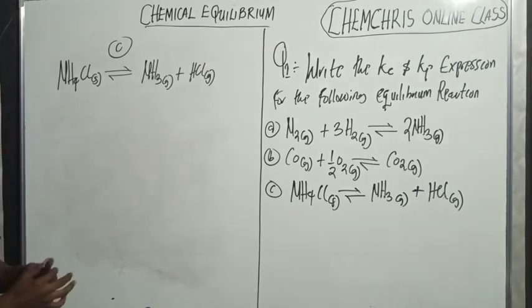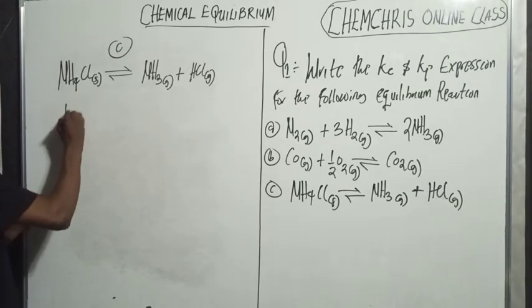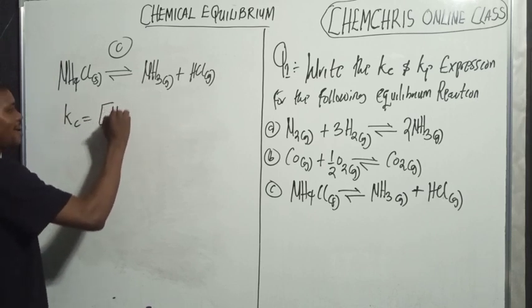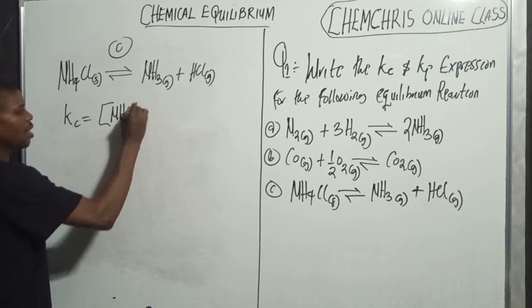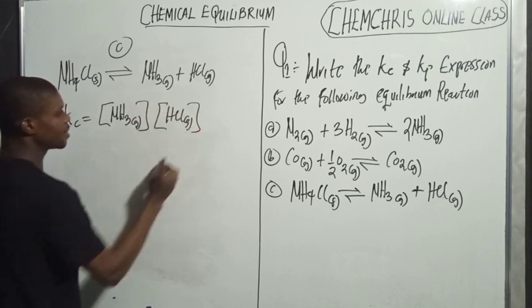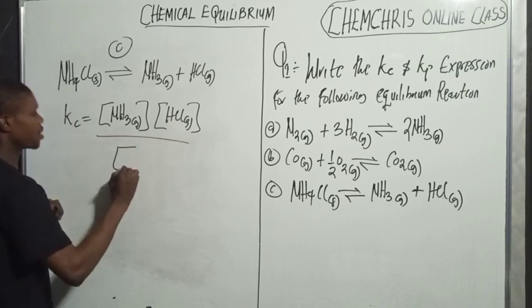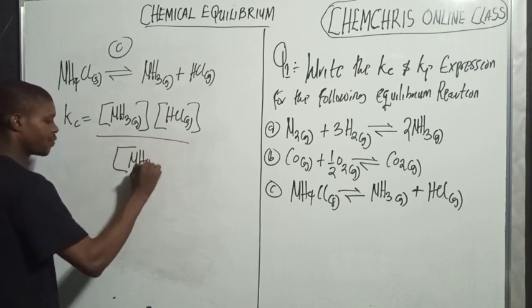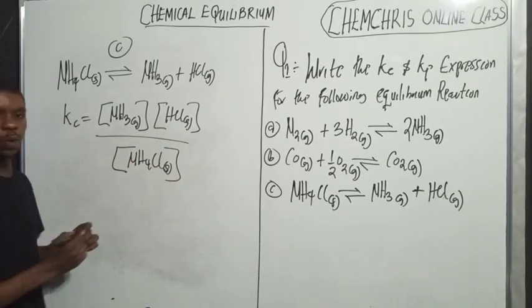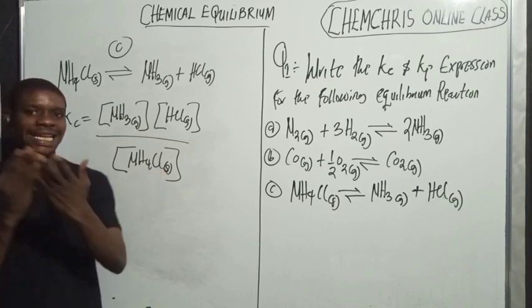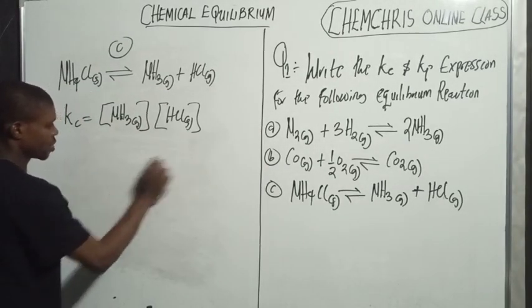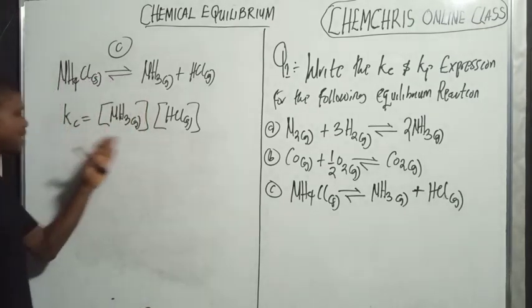So normally if you want to write the Kc expression, it's going to be: here we have the products, NH3 gas, right? Here we have HCl gas, right? Over the concentration of NH4Cl solid. It's okay, but we don't make use of it. We don't want to make use of it because when it is solid, you can take it as 1. So there's no point of adding it here. So just write it out. So this is the Kc expression.